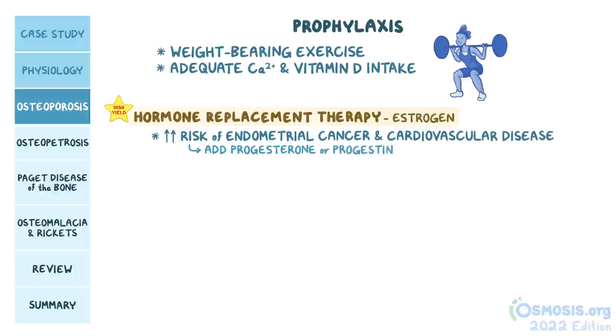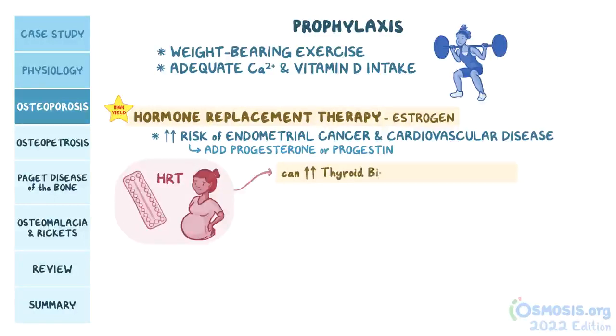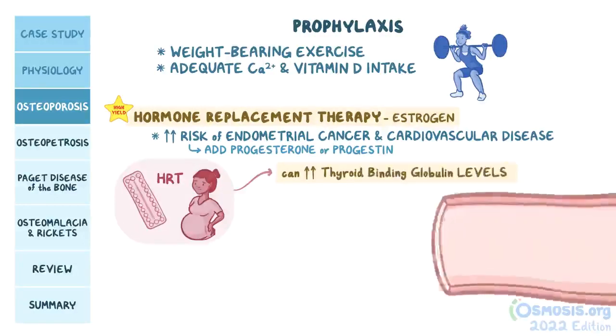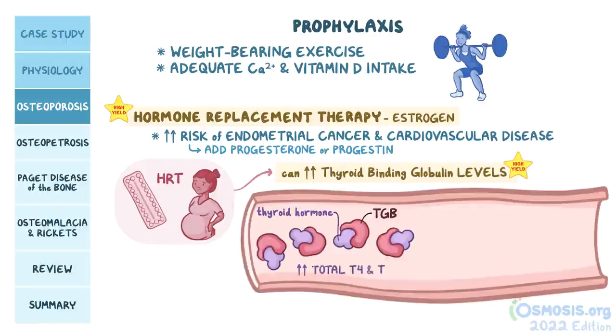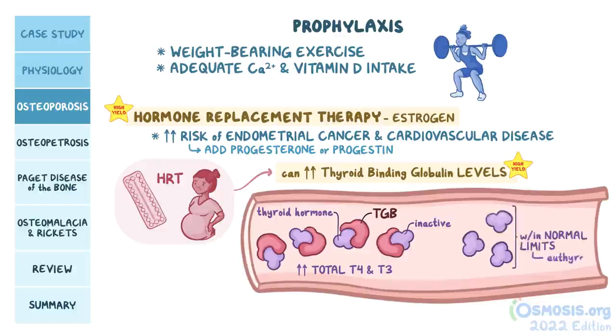Another thing you might come across is that hormone replacement therapy, just like pregnancy and oral contraceptives, can increase thyroid binding globulin, or TBG, levels. TBG is the protein through which thyroid hormones circulate in the plasma, so its increased levels also lead to increased total T4 and T3 levels. However, because the bound form of thyroid hormone is biologically inactive, and because the level of free thyroid hormones remains within normal limits, the affected individuals remain euthyroid.